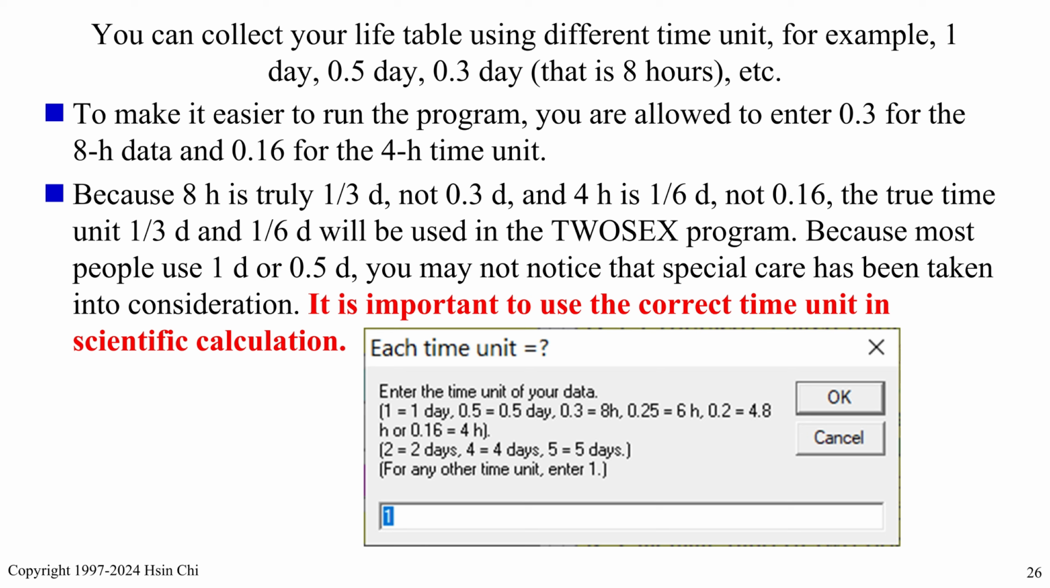To make it easier to run the program, you are allowed to enter 0.3 for the 8 hours time unit and 0.16 for the 4 hours time unit. Because 8 hours is truly 1/3 day, not 0.3 day, and 4 hours is 1/6 day, not 0.16 day, the true time unit 1/3 day and 1/6 day will be used by the TWOSEX program.